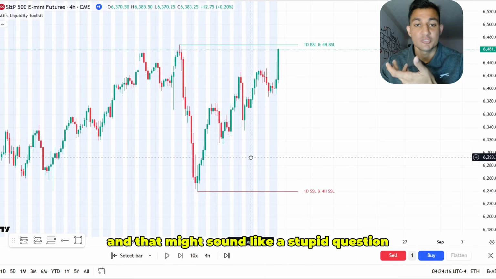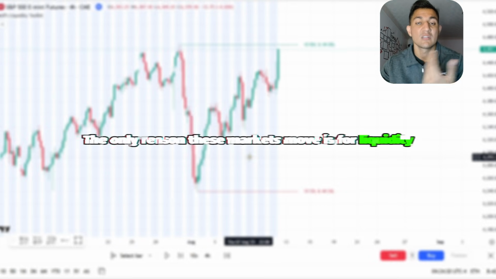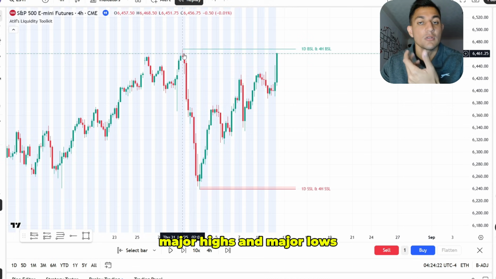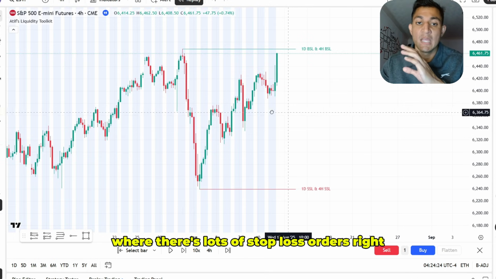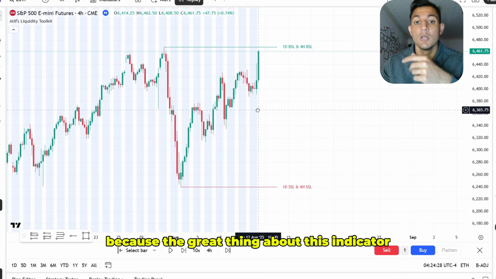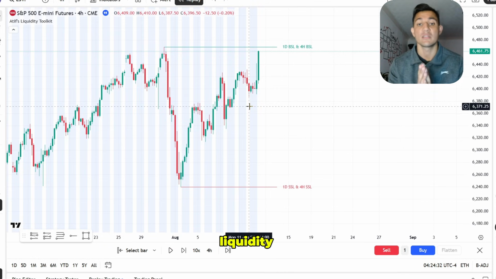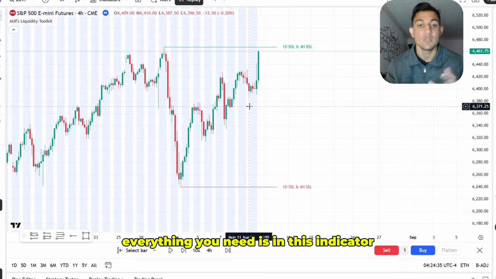That might sound like a stupid question, but I'm telling you, the only reason these markets move is for liquidity, and liquidity is simply major highs and major lows where there's lots of stop loss orders, right? Now, I'm not going to get into depth with liquidity, because the great thing about this indicator, which you can find in the pinned comment down below, is it plots it all for you. Liquidity sweeps, entries, everything you need is in this indicator.